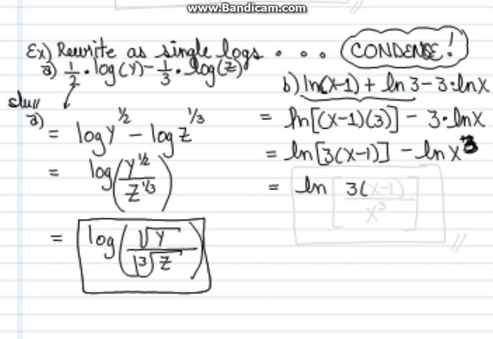And now I'm going to use the rule that says when you're subtracting natural logs, or in other words, logs that have the same base, you can do a single log with the first number on the top and the second number on the bottom of the fraction. So it's a natural log of the first over the second. And we're finished. There's our single log we've condensed.